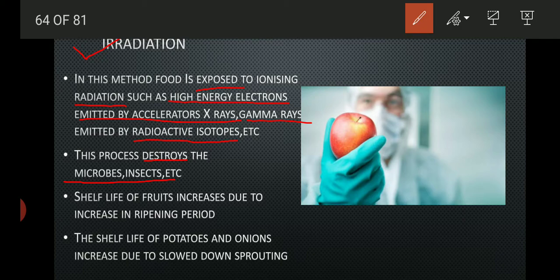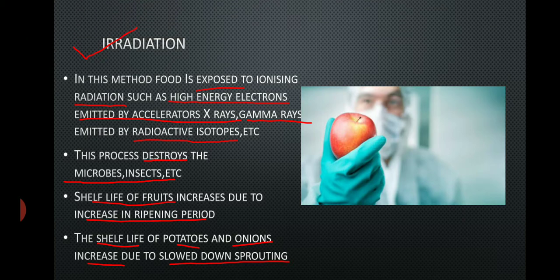Shelf life of fruit increases due to increase in ripening period. The shelf life of potatoes and onions increases due to slowed down sprouting. So this is one of the methods of food protection.